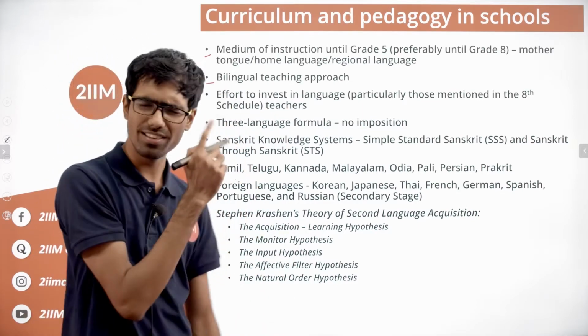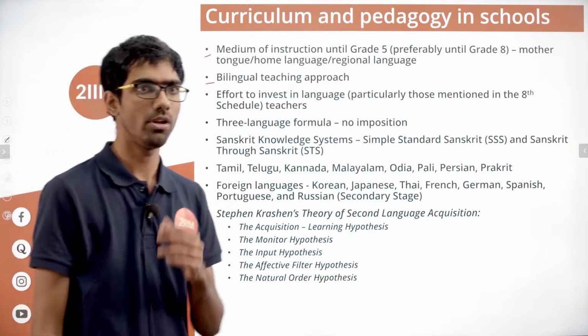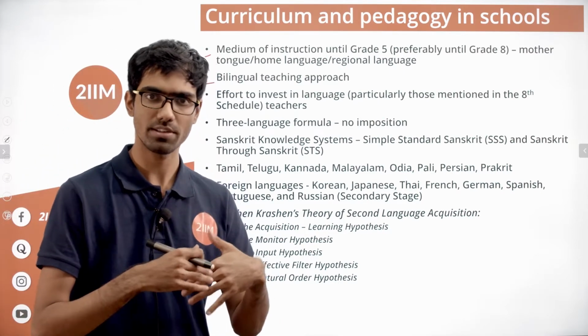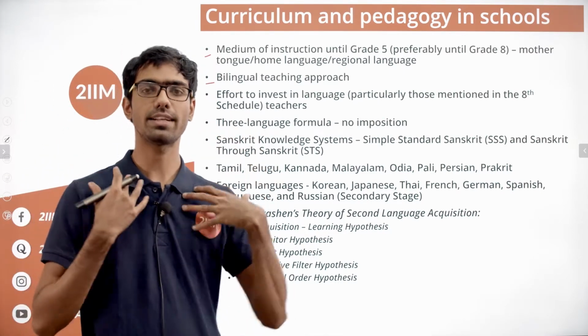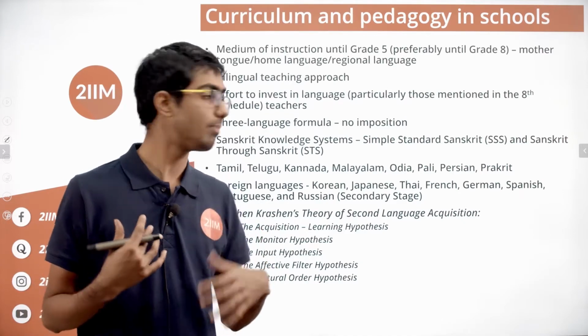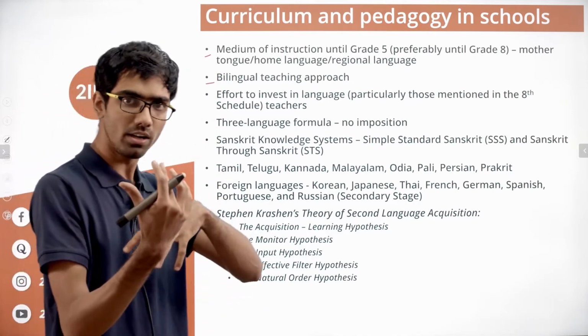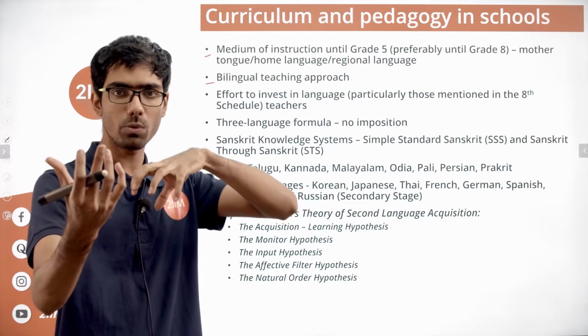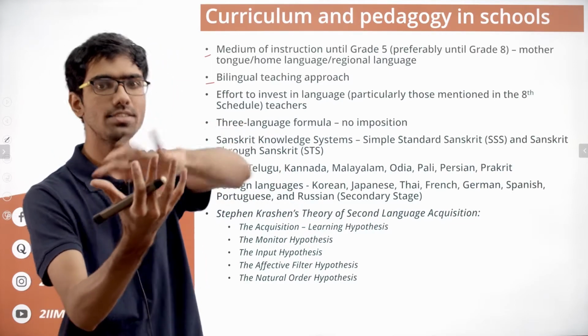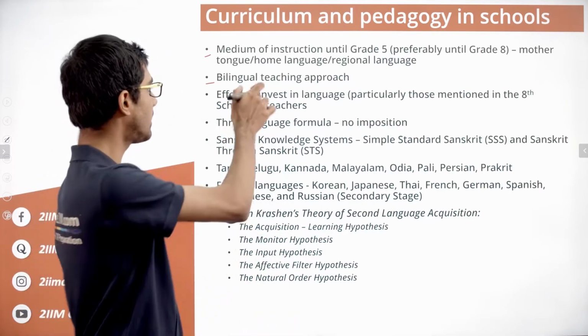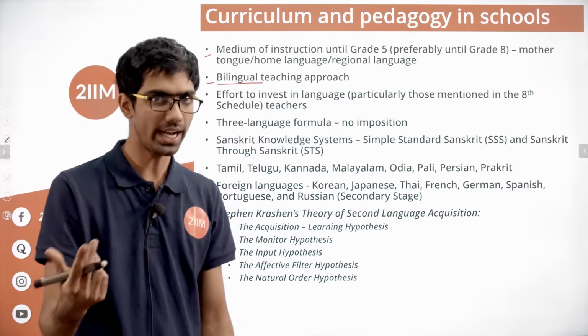Bilingual teaching approach. Why is this important? This is a very interesting concept. There is something called first language, there is something called second language. First language is something that comes naturally to us, our mother tongue. The second language is something that we learn as a new language, but where our home language comes as a catalyst so that we learn it easily. So for that, this bilingual teaching approach comes in very handy.